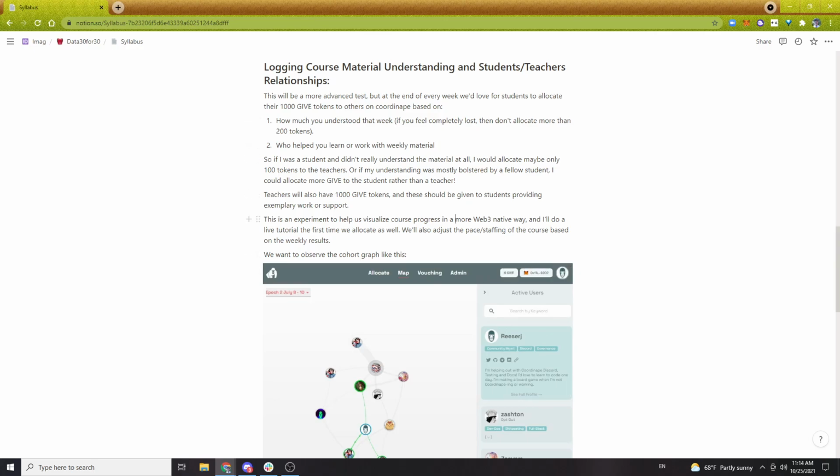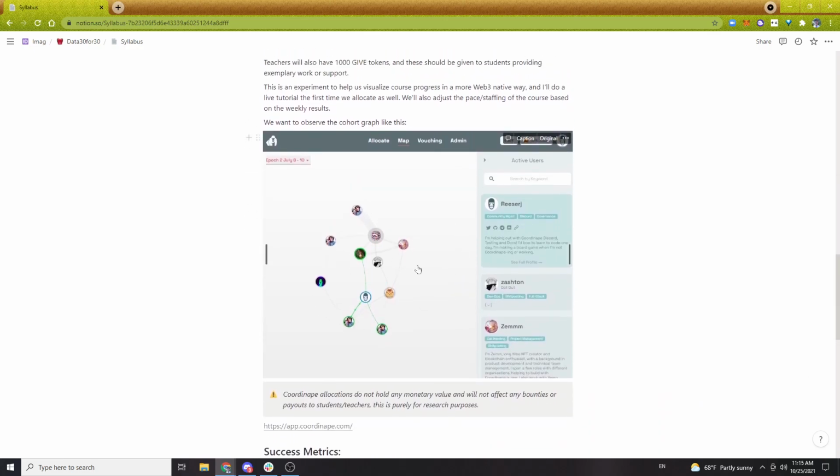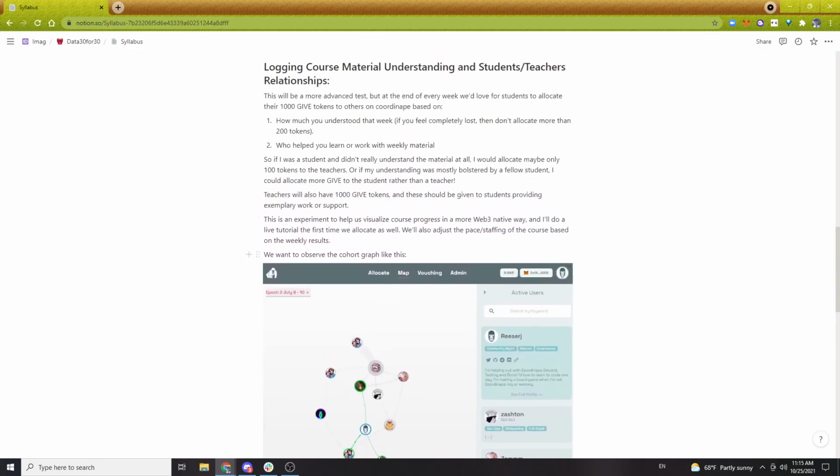So we're going to be using a tool called Coordinate instead. And it kind of looks like this, where you have all 30 students and all 7 teachers will have 1,000 give tokens. As a note, these tokens are not on chain as of now, and they don't correspond to any monetary value or anything, right? So this is purely an experiment. And the idea there is, if you have 1,000 tokens, by Sunday you should allocate those tokens based on how much you understood the material and who helped you out the most, right?